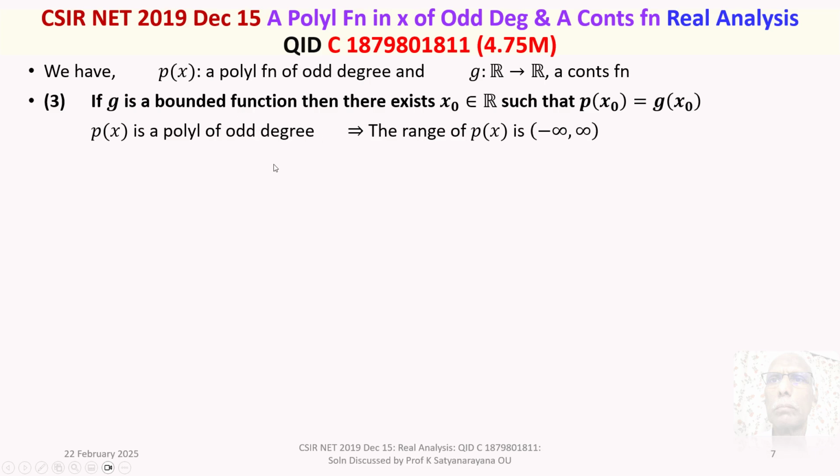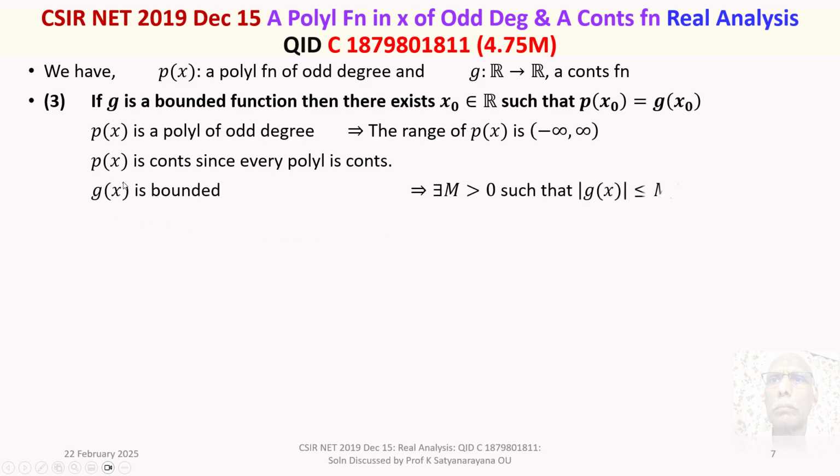Because of oddness, as x tends to infinity, p of x tends to infinity. As x tends to minus infinity, p of x tends to minus infinity. It all depends upon what is the leading coefficient of p of x. Whatever it is, the range of p of x is minus infinity to plus infinity. That means it is a surjective function. P of x is continuous because it is a polynomial, and we know every polynomial is continuous.